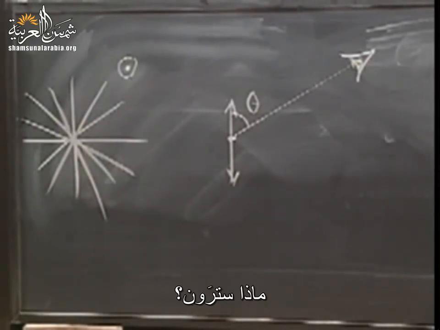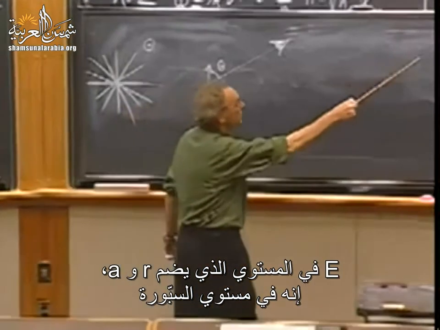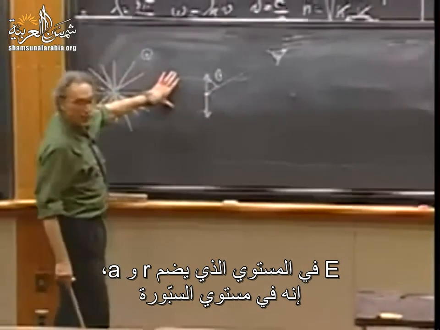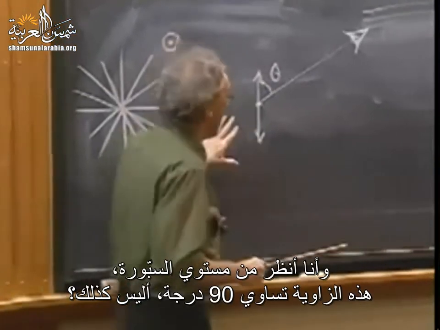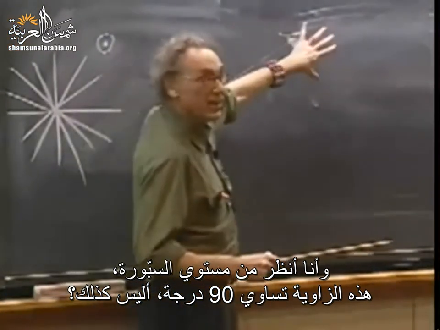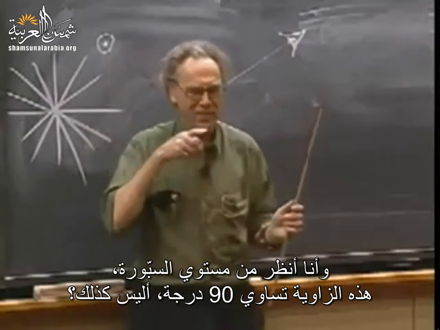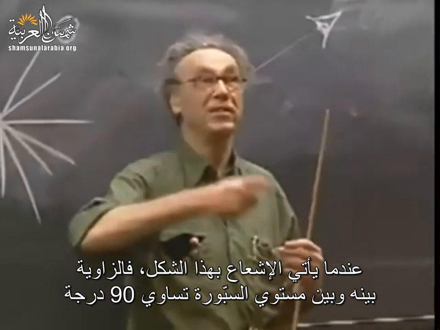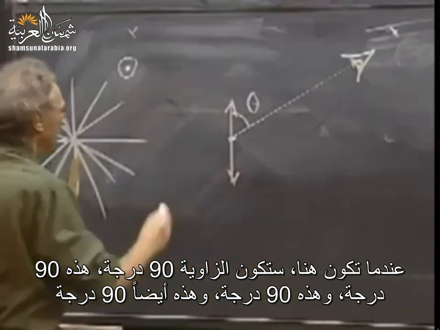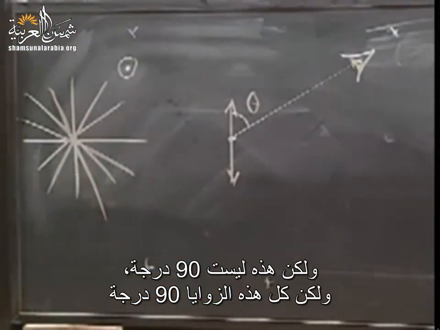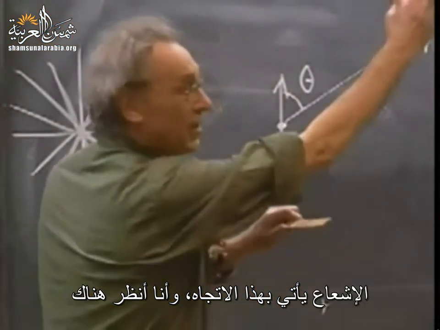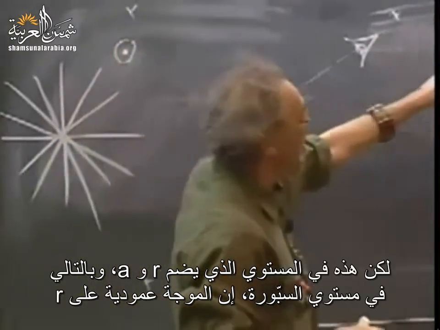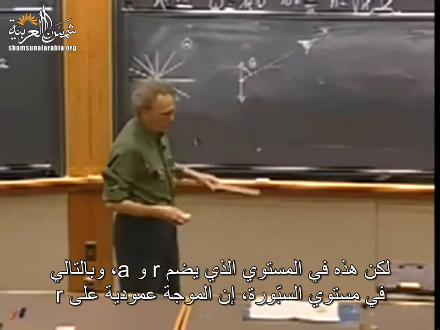What will you see? E is in the plane through R and A, so it's in the plane of the blackboard. The radiation comes straight at you, but here is all of a sudden this electron, a bunch of electrons that go like this, and I am happy to be sitting in the plane of the blackboard, because that's 90 degrees. When the radiation comes like this, then the blackboard is 90 degrees. This is 90 degrees, this is 90 degrees, that's also 90 degrees. This is not 90 degrees, but all of that is 90 degrees. Radiation comes in like this, and I'm looking there. But E is in the plane through R and A, so it is in the blackboard. It is perpendicular to R.